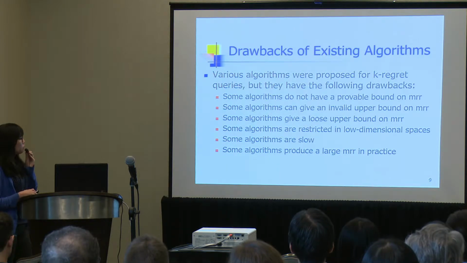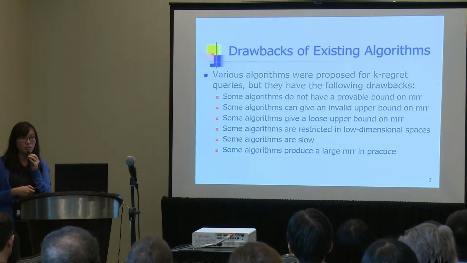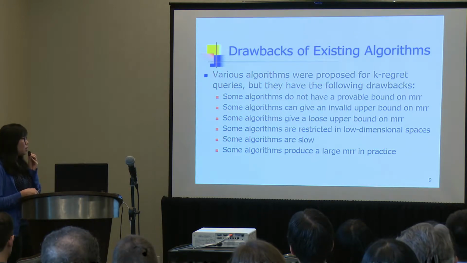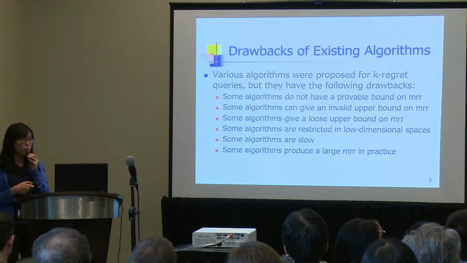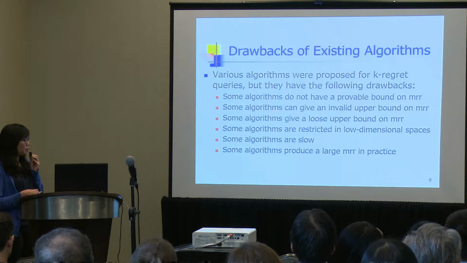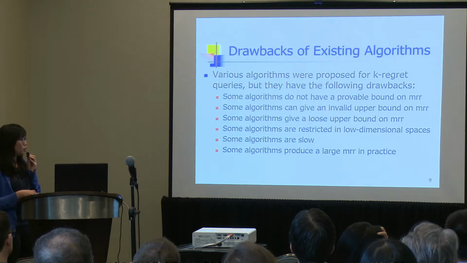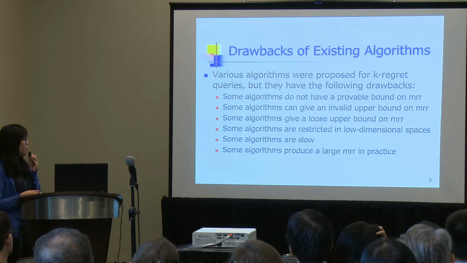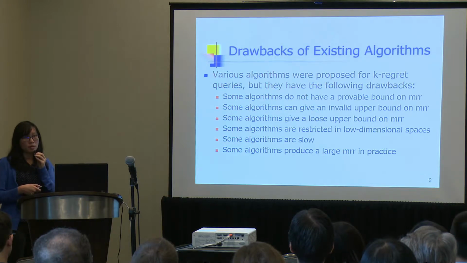Various algorithms were proposed for the K-regret query, but they have different kinds of drawbacks. For example, some algorithms are just heuristic-based, and they cannot provide a provable guarantee on the maximum regret ratio. Also, some algorithms might provide an invalid upper bound on the maximum regret ratio. I will briefly introduce what I mean by invalid a little bit later. And although some other algorithms indeed provide an upper bound, the upper bound is quite loose. It is not tight enough.